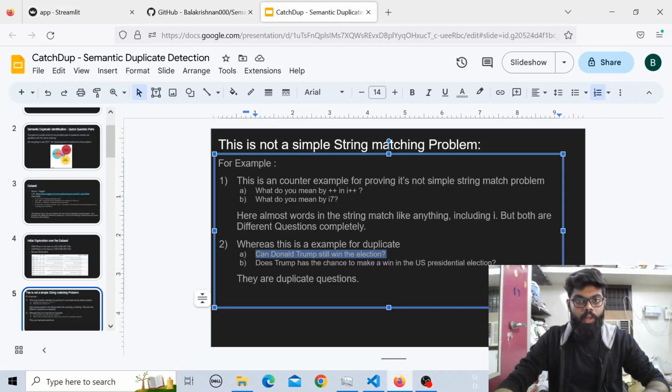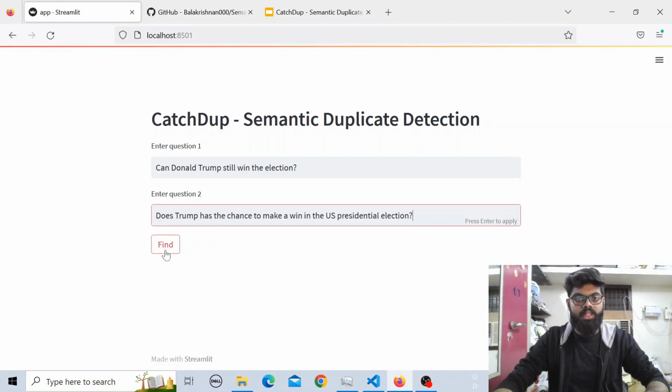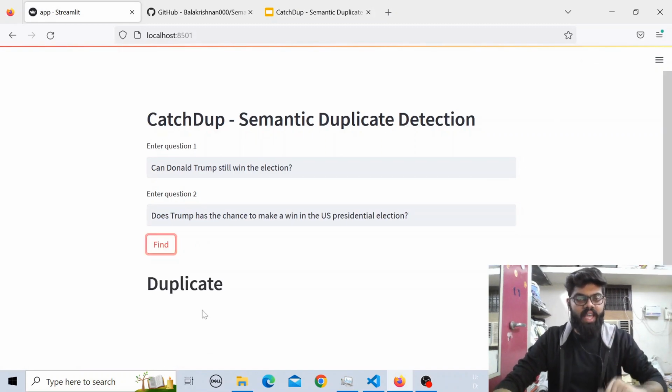Let's see. These questions are actually not in the training data set, but still, yes, it says duplicate, exactly. So it is detecting it correctly, the random forest model is working very well.